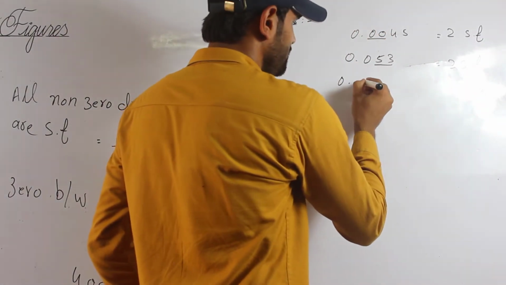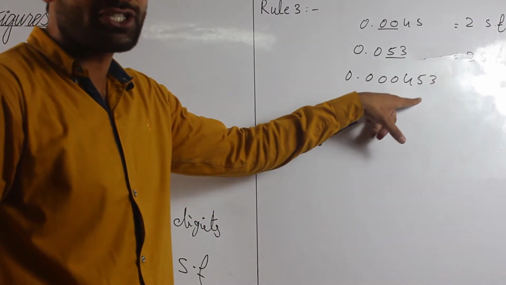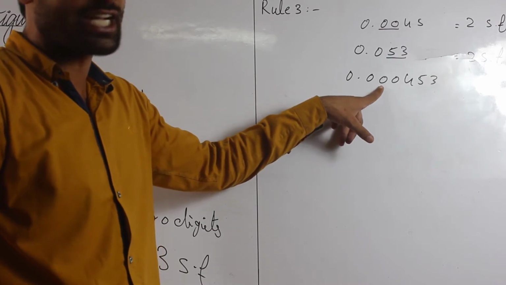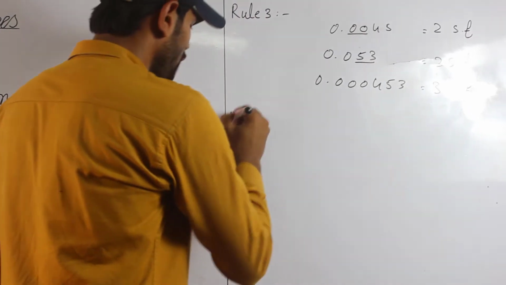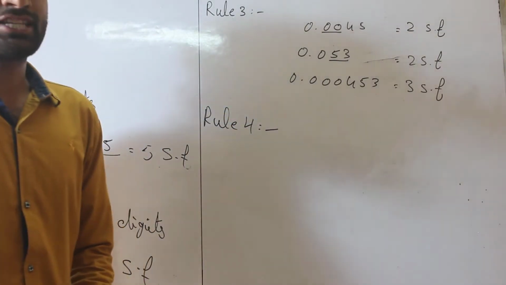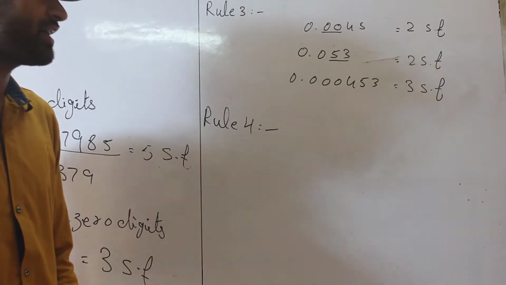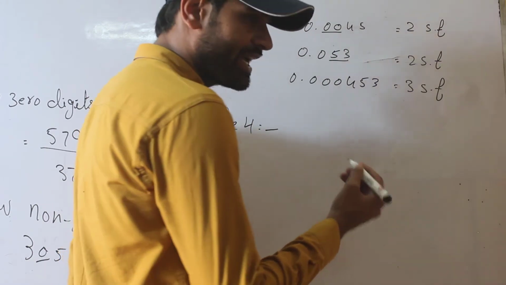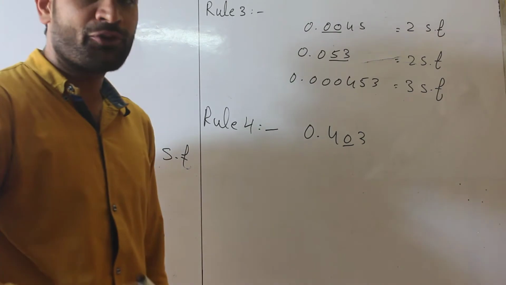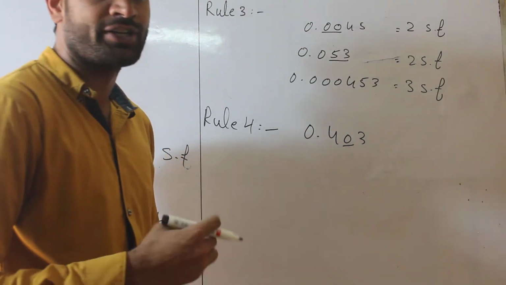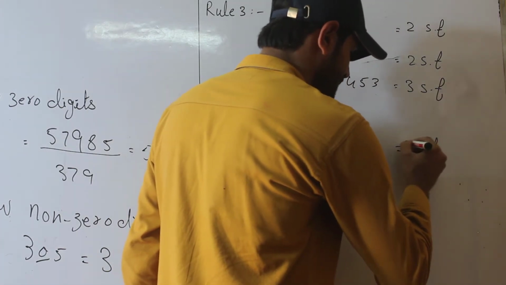Another example: these zeros before the non-zero digit are also not significant, so this amount has 3 significant figures. Rule 4. In decimal numbers, a 0 after a non-zero digit or between non-zero digits is also significant. Just like in the example 0.403, this digit is between the non-zero digits, so it counts as a significant figure. So this amount has 3 significant figures.